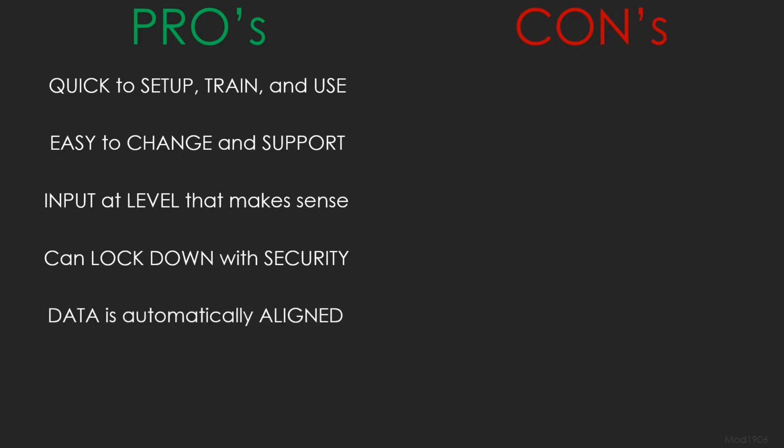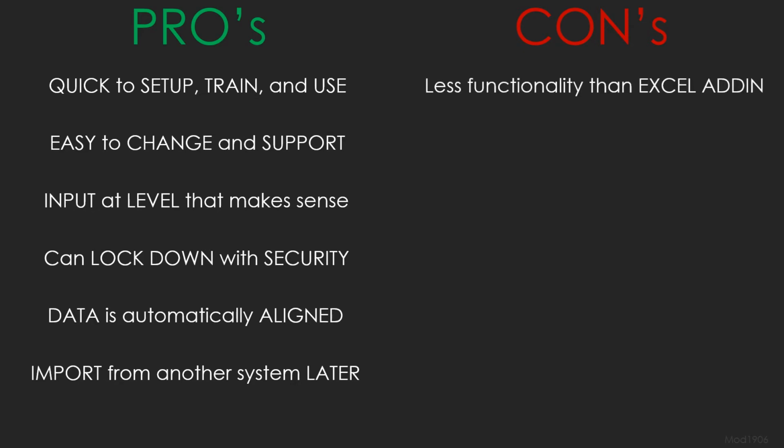Data is automatically aligned, so that means that if you enter data at a brand level, it's going to disaggregate correctly down to at the product level. And if you change those attributes in the future, like a strategic customer, then it will automatically realign. And you can also import from another system later. So the key figure still exists, but as far as populating, if you decide you want to automatically populate it from another system, you can do that as well at a later date. The cons for the web browser is that there is less functionality than the Excel add-in, and it could need new security roles depending on how well or how much you want to lock down usage.